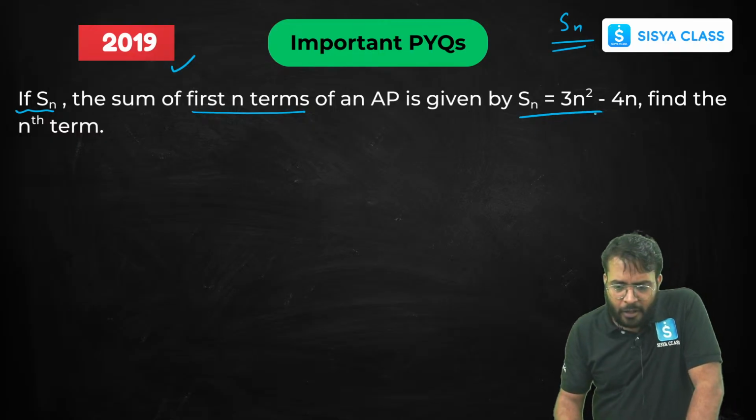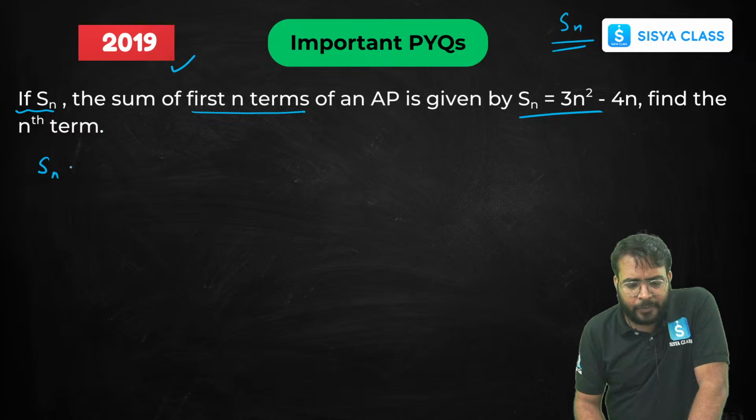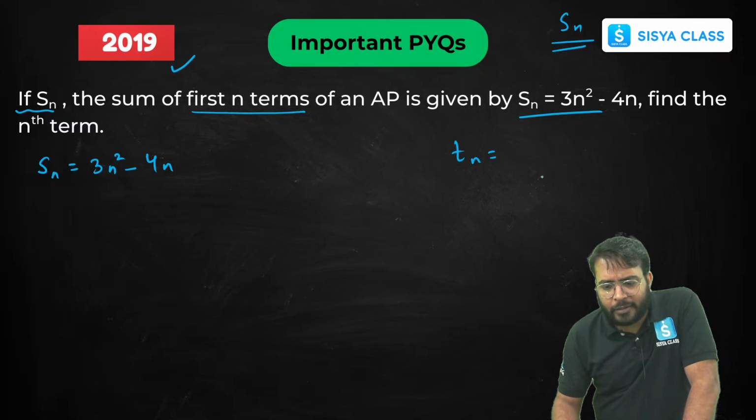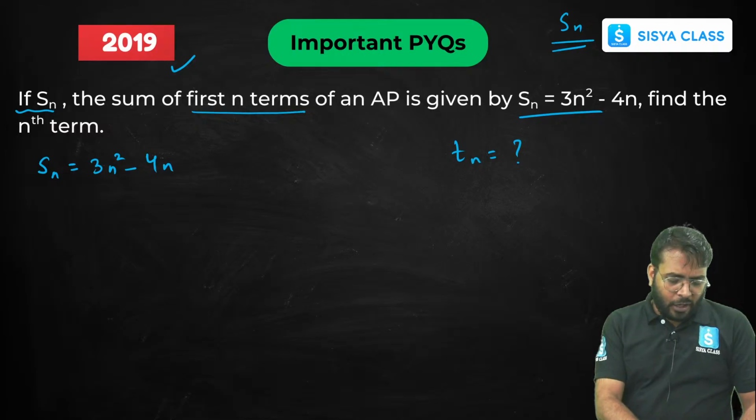Find the nth term. You need to find out the nth term. They have given Sn, the sum of n terms, which is 3n square minus 4n. And what you need to find out is the nth term. All right. Sir, how to find out the nth term?